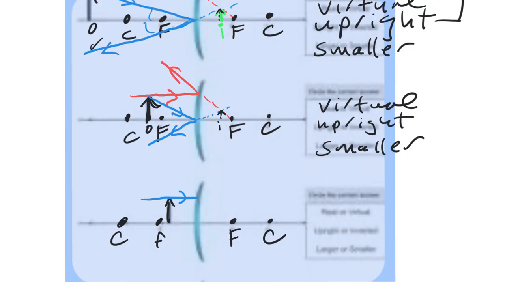So I'm going to go as if it goes through F, but reflects. Don't make it go through that F on the other side either, because it's a mirror. Light doesn't go through a mirror. Then I'll do this one.